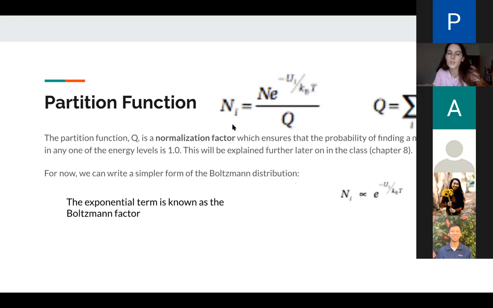So Q, which is the partition function, is a normalization factor, which just ensures the probability of finding a molecule in any of the energy levels is 1. And so this will be explained further later on in the class. For right now, you can just understand a simpler version of the Boltzmann distribution, which equates Ni to e to the negative Ui divided by kBT. And the exponential term is known as the Boltzmann factor.